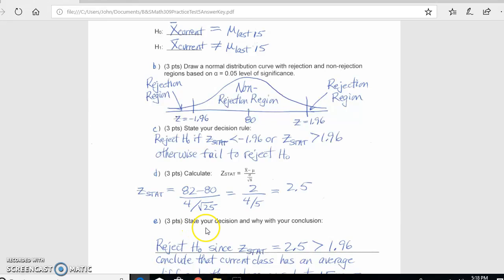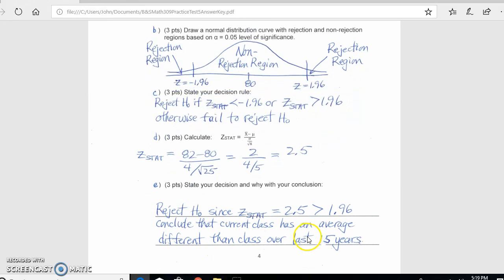So when we come to letter E, state your decision and why with your conclusion. We're going to reject the null hypothesis since the z-stat is equal to 2.5, which is greater than 1.96. And since we reject the null hypothesis, we know there's a difference. We can conclude that there is a difference between the current class and the scores over the last 15 years. So we conclude that the current class has an average that is different from the classes over the last 15 years.